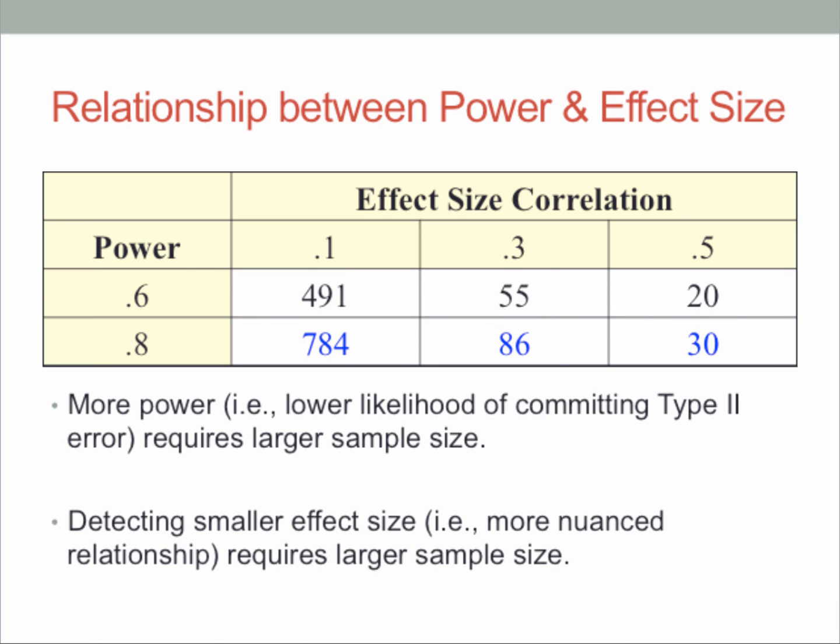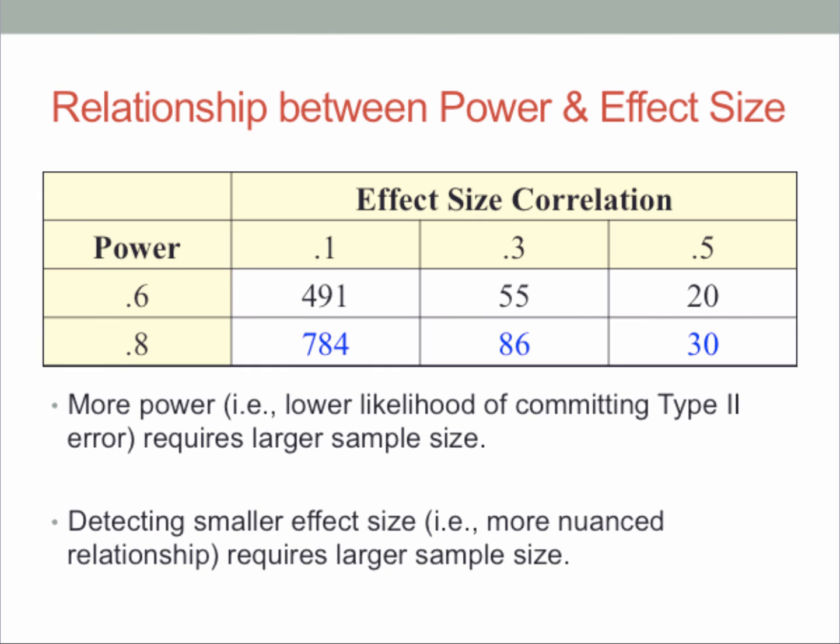So think about this. If we wanted to be able to detect such a small effect, such a minute difference between groups, and our ability to find that in terms of our power, 0.6, look at our sample size of almost 500 people. But if we wanted a stronger likelihood, more power, a lower likelihood of committing a type 2 error, we need to increase our sample size to 784. But think about that. Think about the feasibility of recruiting that large of a sample size.